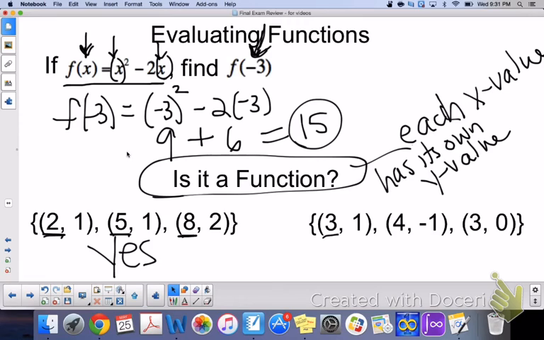The second one, we have an x value of 3, an x value of 4, an x value of 3. 3 repeated. Think of this as a button. If you push 3, you get a 1. If I push 3, I get a 0. That's not a function. Okay, that's not a function because that x value of 3 has two different y values. And there's your review on functions.